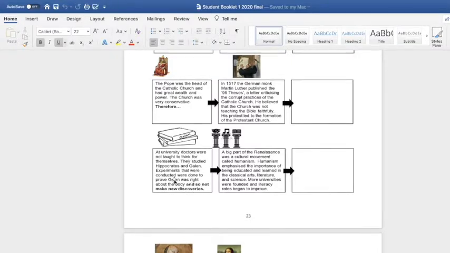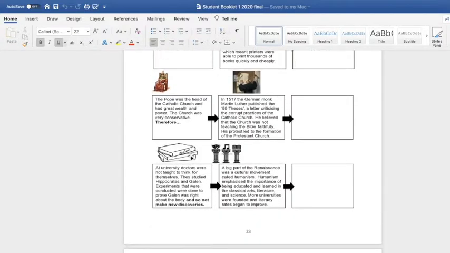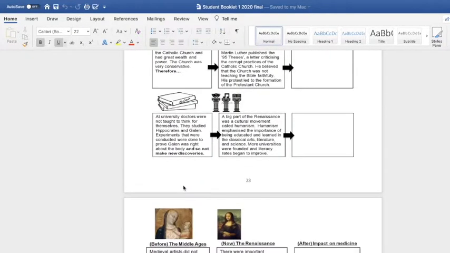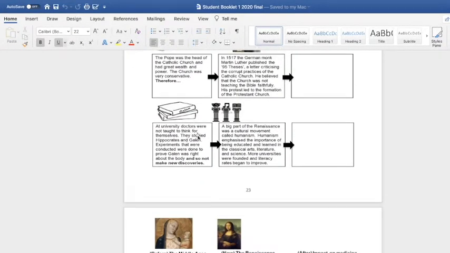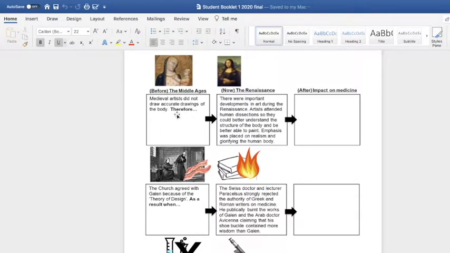Our next one is the idea of education. So again, this one's completely done for you. So the recap of: university doctors were not taught to think for themselves. They studied Hippocrates and Galen. Experiments that were conducted were done to prove Galen was right about the body, and so to not make new discoveries. The art, so what we just spoke about, the image.